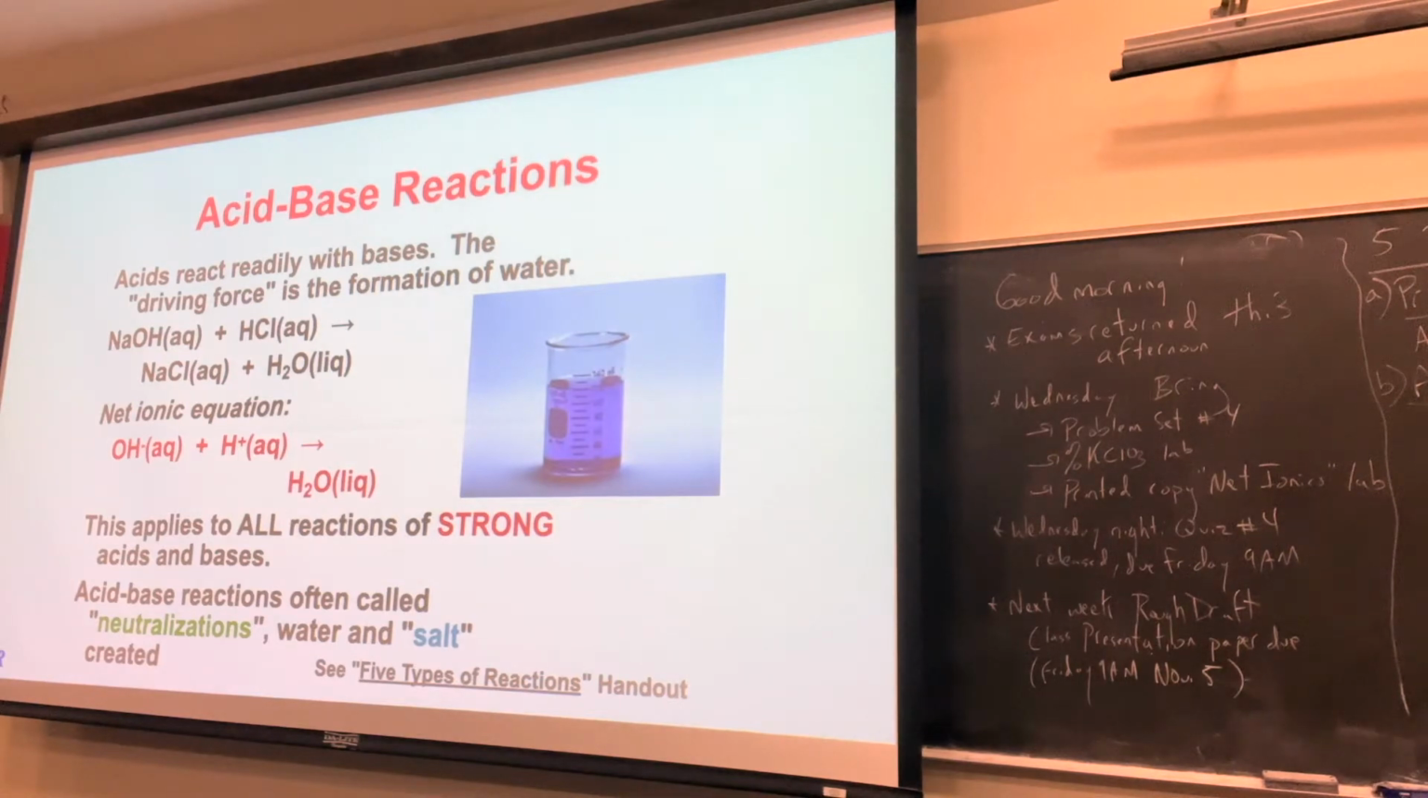The generic way to write an acid-base reaction is something like HX aqueous plus MOH aqueous. Again, the HX is the acid, and this is the metal hydroxide, the base. These will combine and flip each other out. You'll end up with MX, which is just something boring, but more importantly, HOH or H2O, which is liquid.